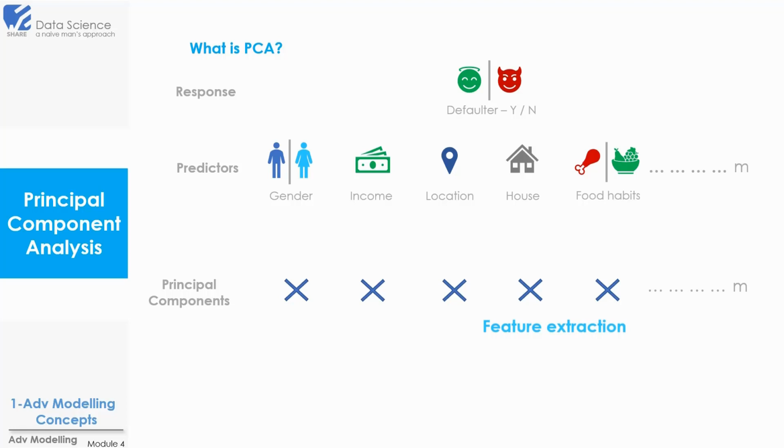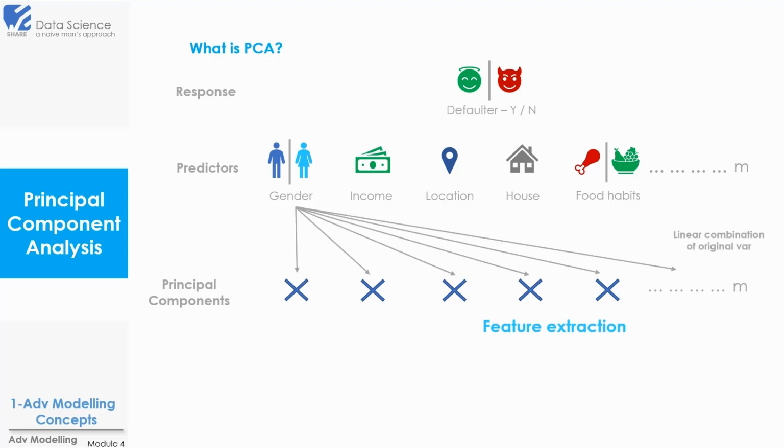So what we do is, we don't remove the feature completely, rather we extract the features. What does it mean? It means that we use all the features and make linear combinations of them to create new variables. Now what do I mean by linear combination? Basically we create new variables that are called principal components, such that each of these variables is a linear combination of all the original variables, like so.